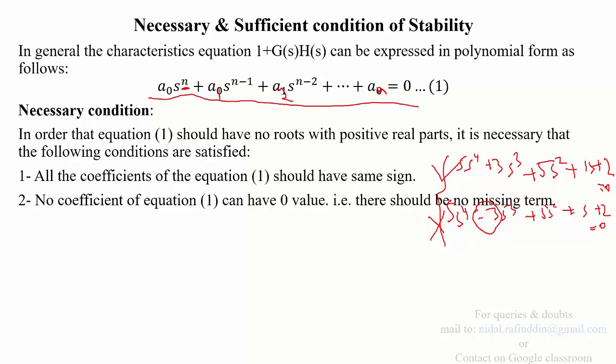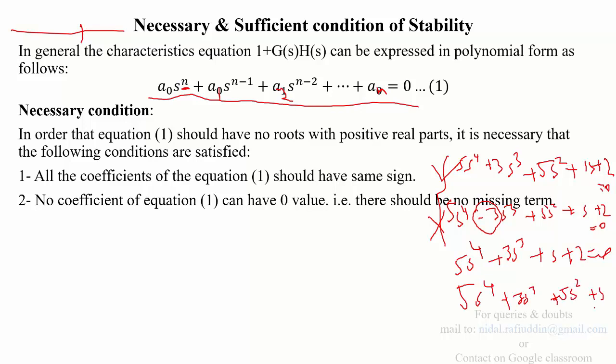For example, let's say I have a relation given as 5s to the power 4 plus 3s cube plus s plus 2 equal to 0, or 5s to the power 4 plus 3s cube plus 5s square plus s equal to 0. So in both these equations I have missing terms. I have the coefficient corresponding to s to the power 2 as 0, which is missing here, and then I have the coefficient an missing in the second relation. In this relation I don't have any coefficient an. So both these equations do not satisfy condition 2, and thus they represent an unstable system.